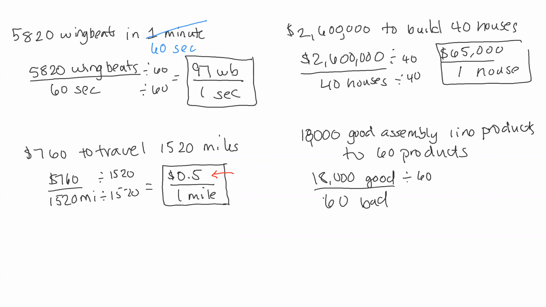So we divide numerator and denominator by the denominator of 60. 18,000 divided by 60 is 300. So for every 300 good products, you could expect 1 bad product. And there's your unit rate. So again, read directions carefully, see if you're just simplifying the rate versus finding the unit rate. All right. Now, next up, let's find unit prices.